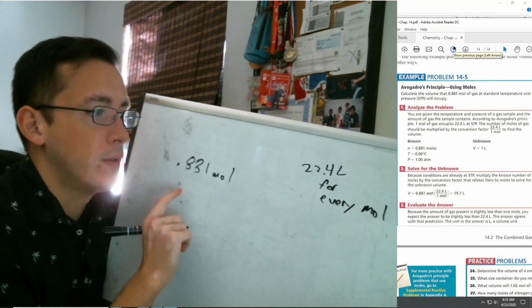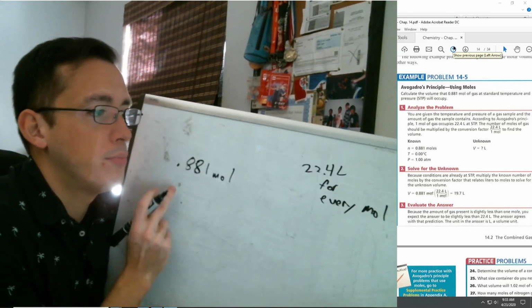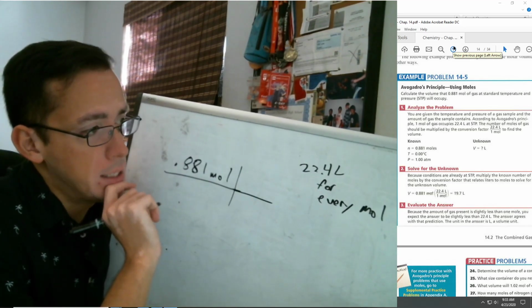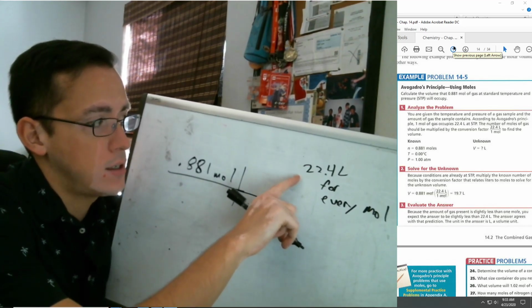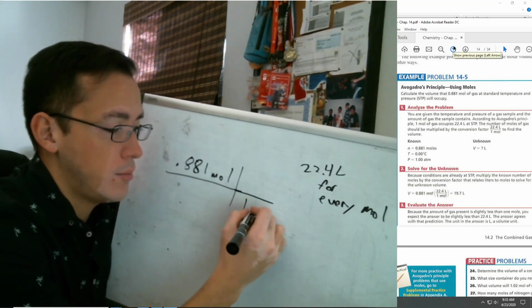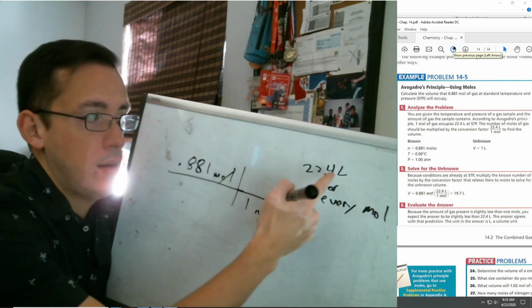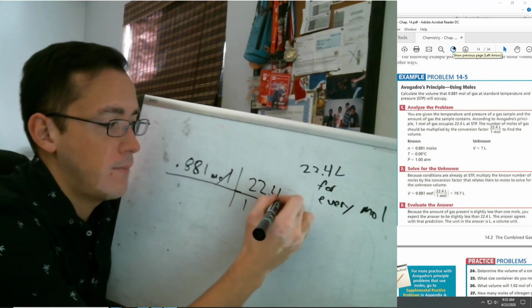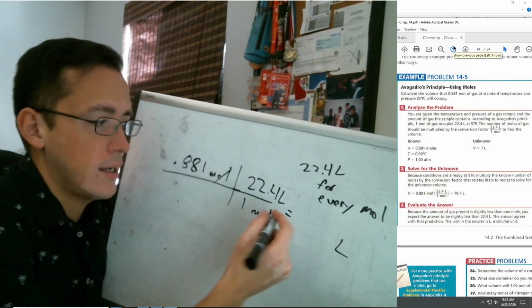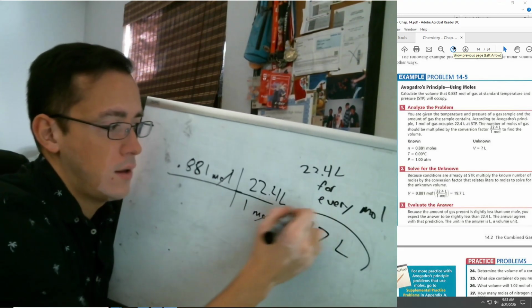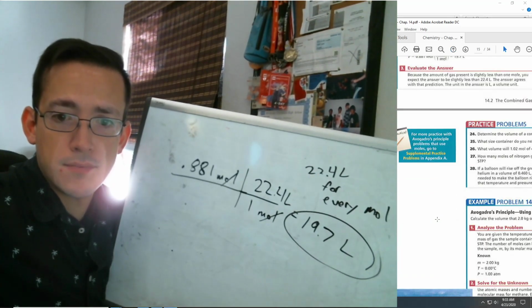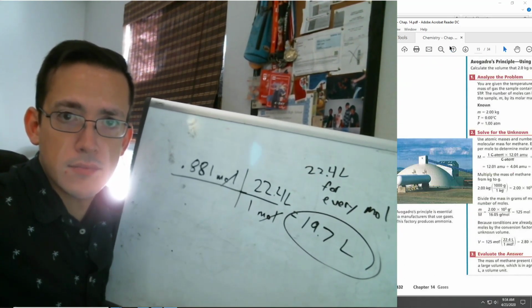So we start out with 0.881 moles, and I want to get volume as an answer. I can use this conversion factor because I know it's 22.4 liters for every 1 mole. So if moles are up here, I want to cancel out moles on the bottom and put the 22.4 liters on the top. That way our unit is going to be liters. 0.881 times 22.4 is 19.7. That's it. That's the easy mode version.